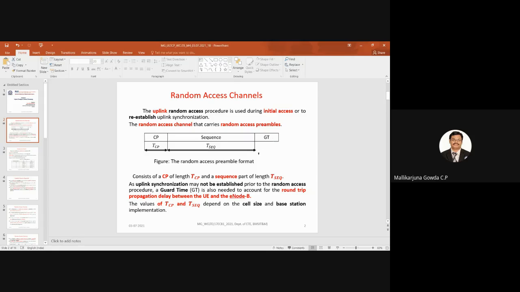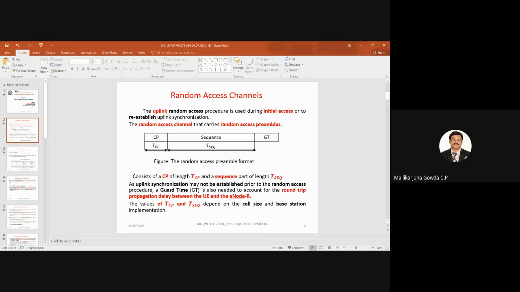So uplink synchronization may not be established, I said, right? So prior to the random access procedure. That is why the guard time is needed to account for the round trip propagation delay between the user equipment and the E node B. You may be aware of what this round trip propagation delay is. It is the time taken for the signal to travel from user equipment to E node B and again back from E node B to user equipment, right?